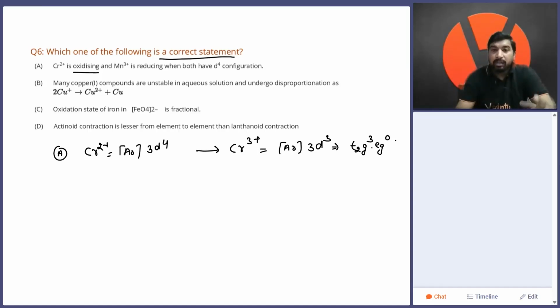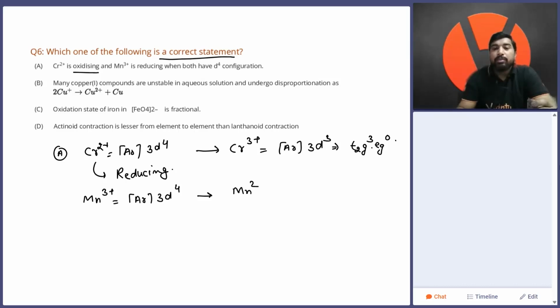So in this case, it will get oxidized to get stability, and the element which gets oxidized itself is a good reducing agent. So Cr2 plus is a reducing agent, not an oxidizing agent. Whereas if I'm talking about Mn3 plus, the electronic configuration is 3d4, and it will convert into Mn2 plus, and the electronic configuration is argon 3d5. Due to the half-filled electronic configuration, it will get stabilized.